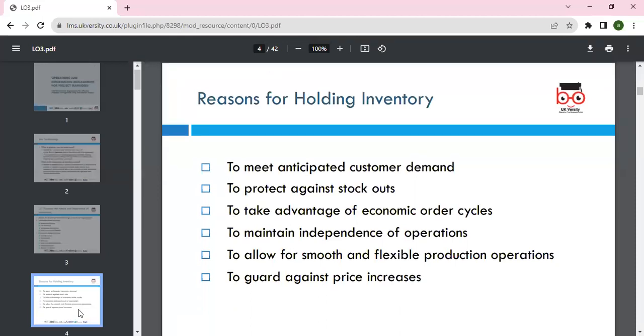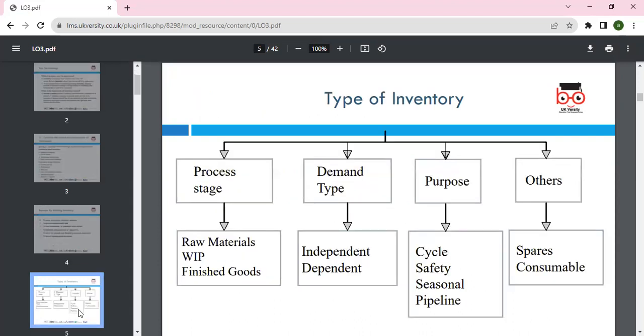Okay, next we're looking at the reasons for holding inventories, which we just mentioned. And next we'll look at the types of inventory, by process stage: raw material, work in progress, and finished goods inventory. Like if you open a fridge, meat is your raw material. If you half cook or boil it, that is work in progress. And maybe you already have ready chicken curry, mutton, or any other dish that you just warm and eat.